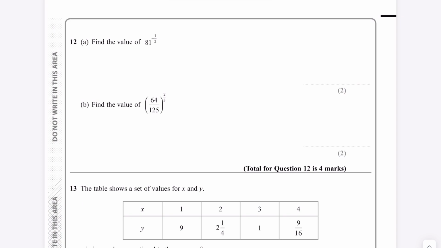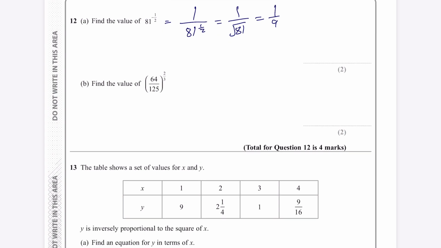So moving on to question 12, we now have 81 to the power of minus a half. Whenever there's negative powers, it just means 1 over. So we can write it as 1 over 81 to the power of a half. Now the negative's gone. That's the same as 1 over root 81, which is 1 over 9.